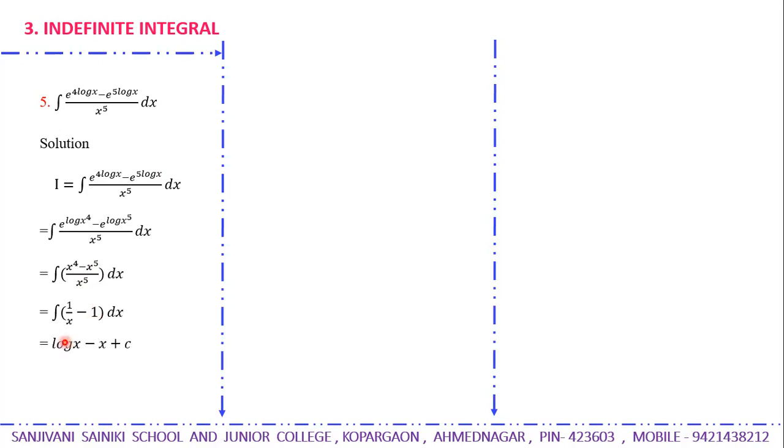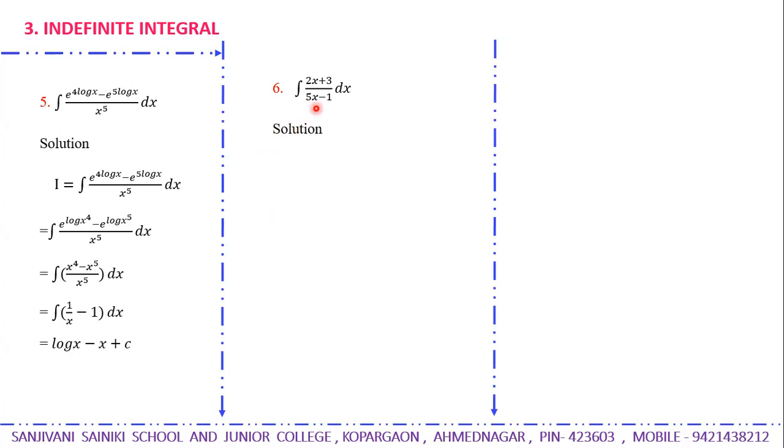Now taking the integrals on both sides, what we get? The integration of 1 upon x is log of x, and keep in mind, integration of 1 dx is x plus c. Now don't forget to write plus c after finding the integral. After finding the integral you have to put the plus c sign. If you do not put the plus c sign, you will not get 1 mark, your marks will be less by 1.